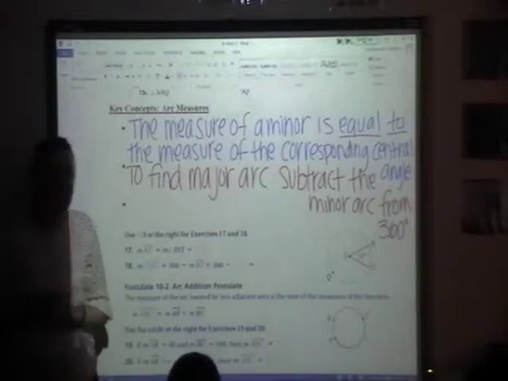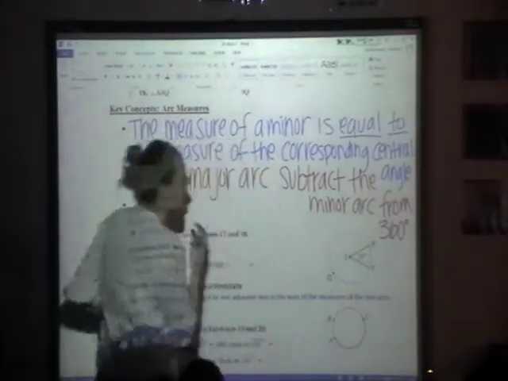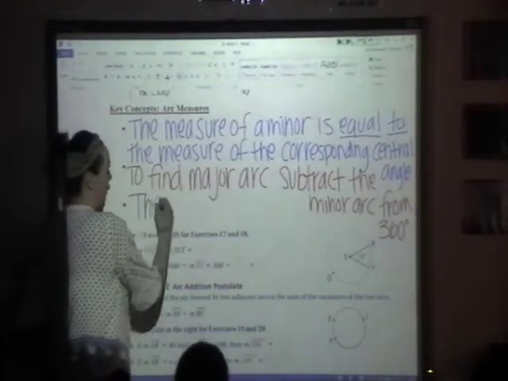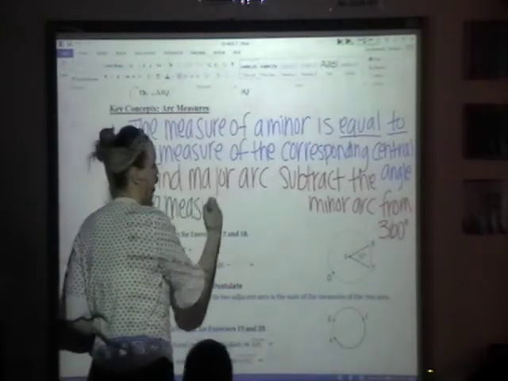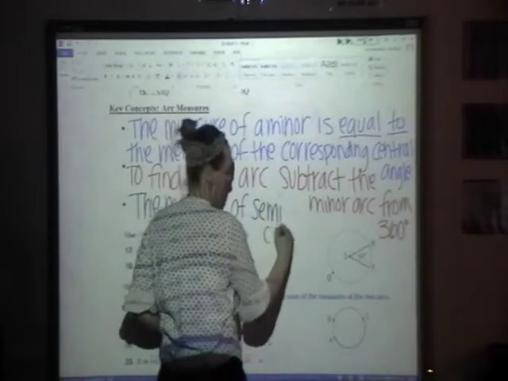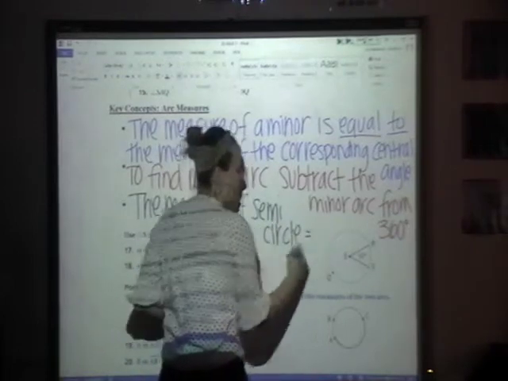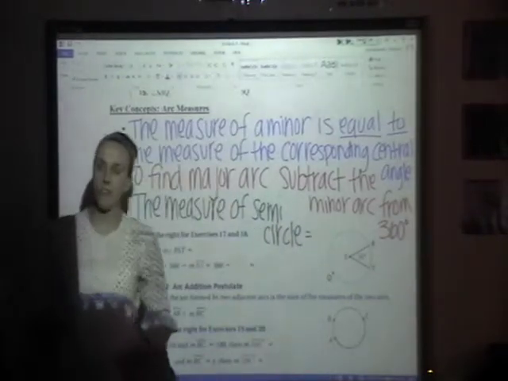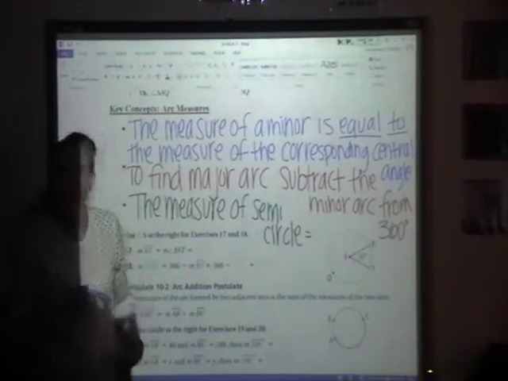All right, the last thing is a semicircle. So the measure of a semicircle. Semi means half. So what's half the measure of a circle? 180.